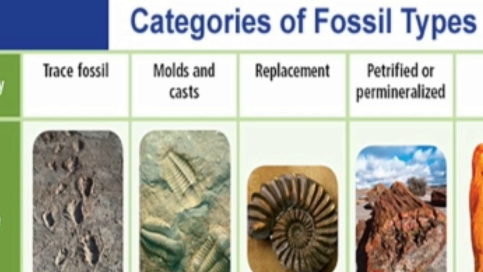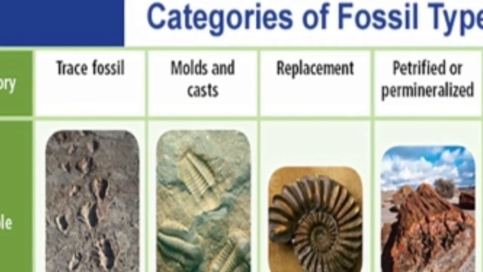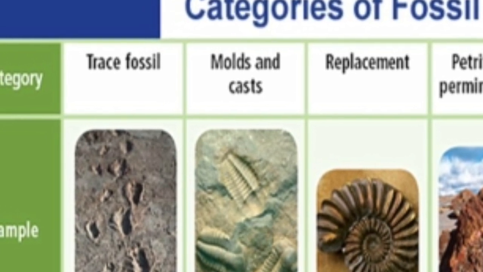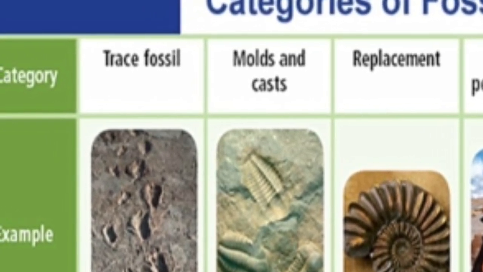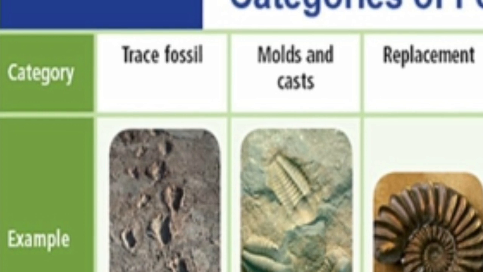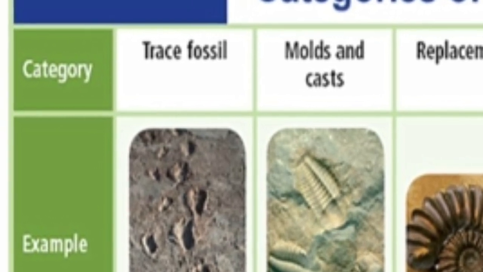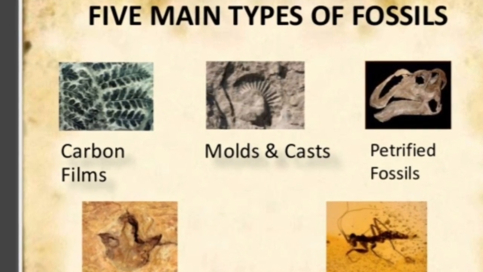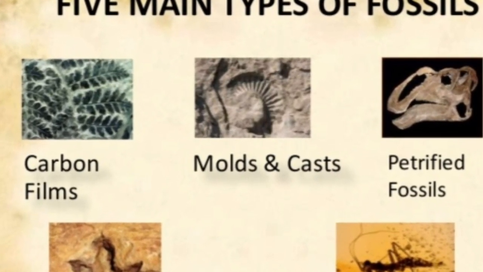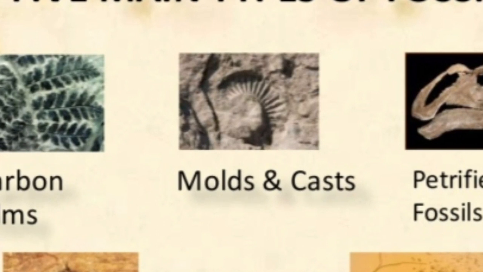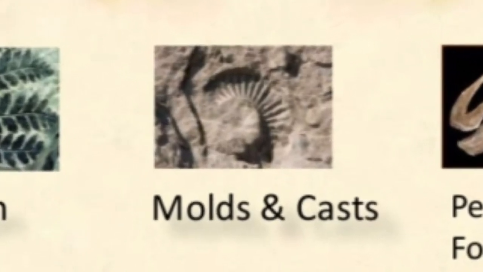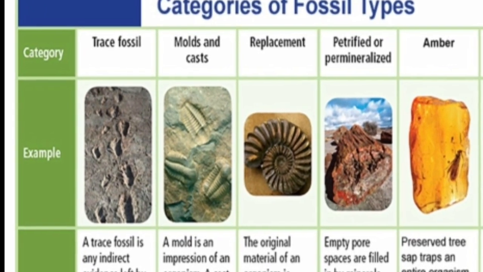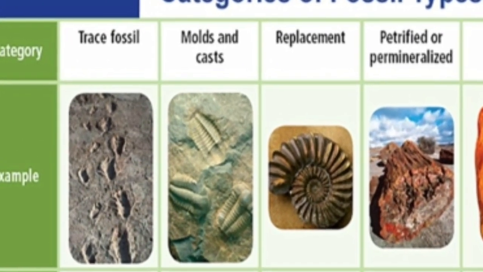There are different types of fossils. Number one is the trace fossil. This fossil shows evidence of activity. An example is footprints. The second is the mold fossil. They show an impression of the animal or plant on the stone. The third is the cast fossil. This shows an image of the animal or plant.